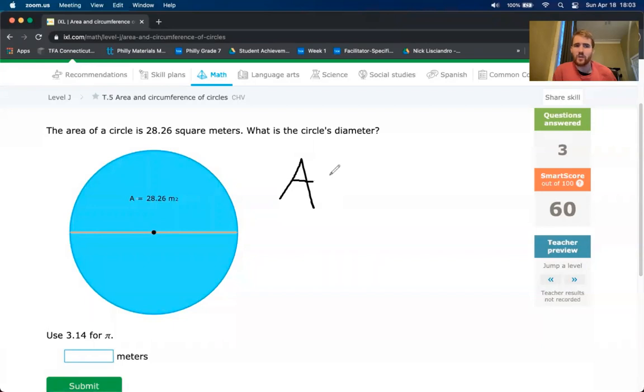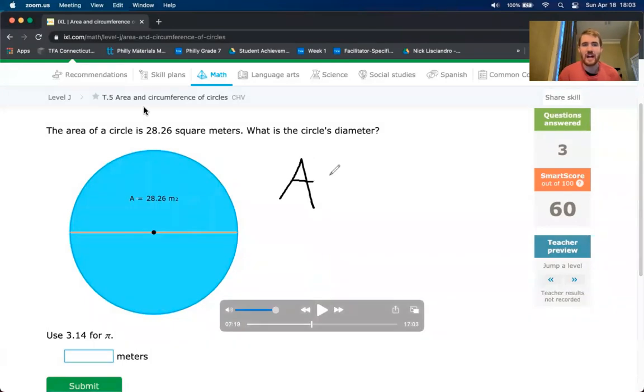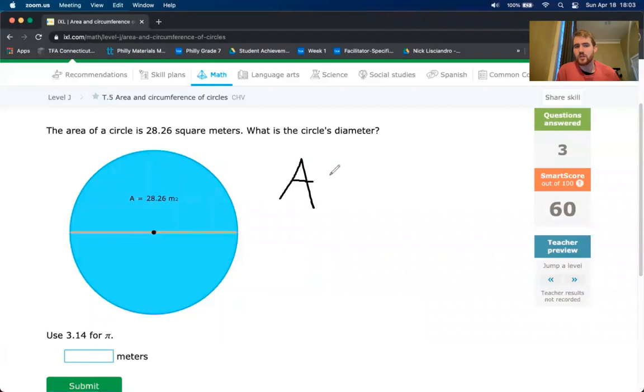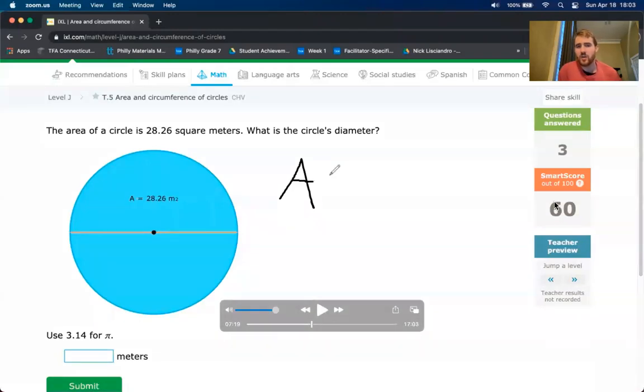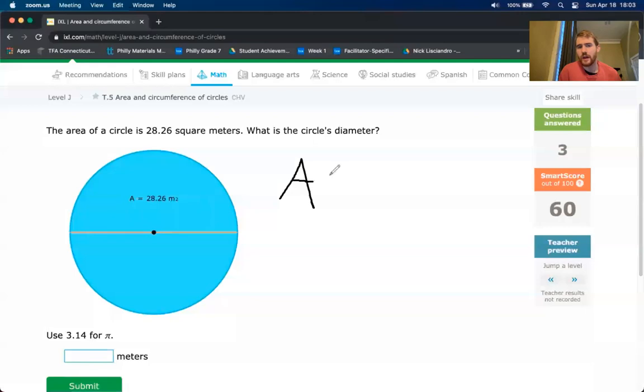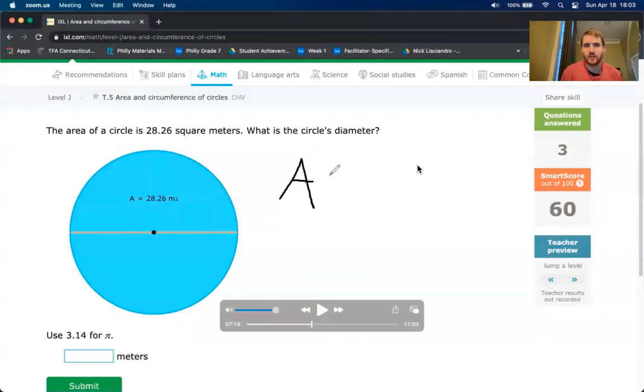So in this class, we're going to be working on the same stuff we did the previous class, the area and circumference of circles, and working on more challenging problems. Last class, you should have tried to get your score up to 50 or 60 or so. This class, we're going to make that final push to get up to 80 or above. So enjoy this video, and as always, let me know if you have any questions.